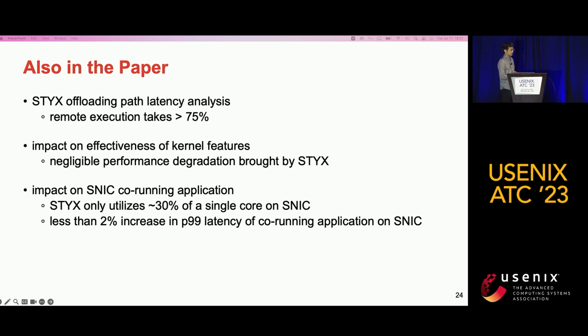And in a datacenter, there could also be some applications running on the SmartNIC. So we also look at the STYX impact on this co-running application on the SmartNIC. And as we can see here, STYX only utilizes about 30% of a single core, while this BlueField 2 has 8 cores. So the computing resources are not fully utilized there. And for this application, we only increase the 99% latency by less than 2%.